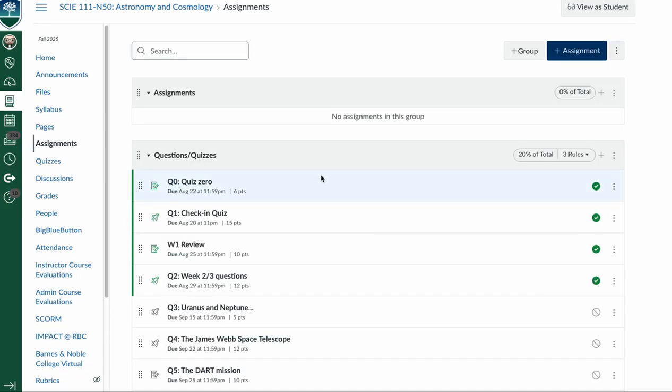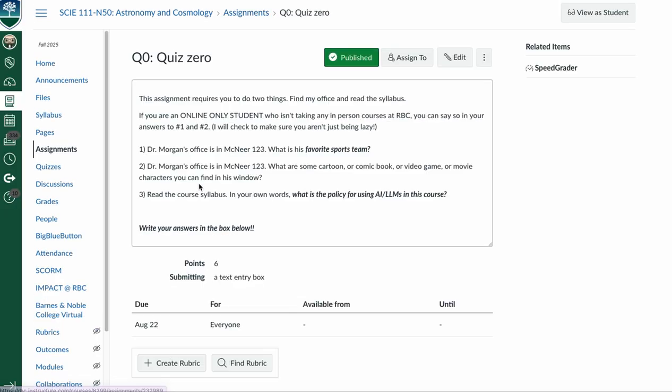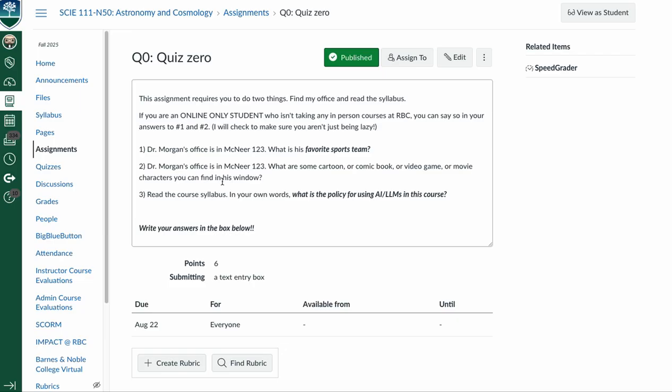You won't see as many as are here on my page because there are a lot of unpublished assignments. You won't see the unpublished ones. But here's quiz 0. Quiz 0 is for on-campus students to find my office. I ask you to find my office on campus and answer some questions about my office, and to answer a question about the syllabus, which you can get by reading the syllabus or watching this video.